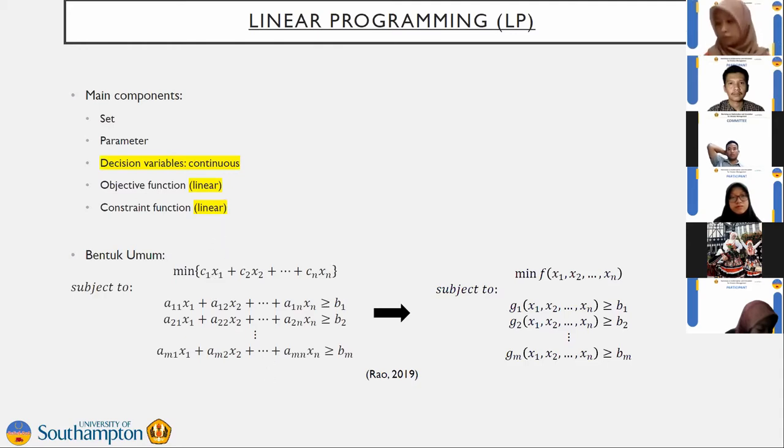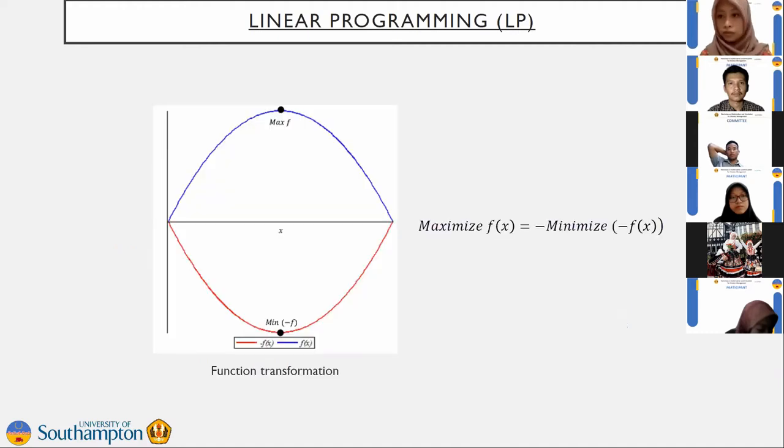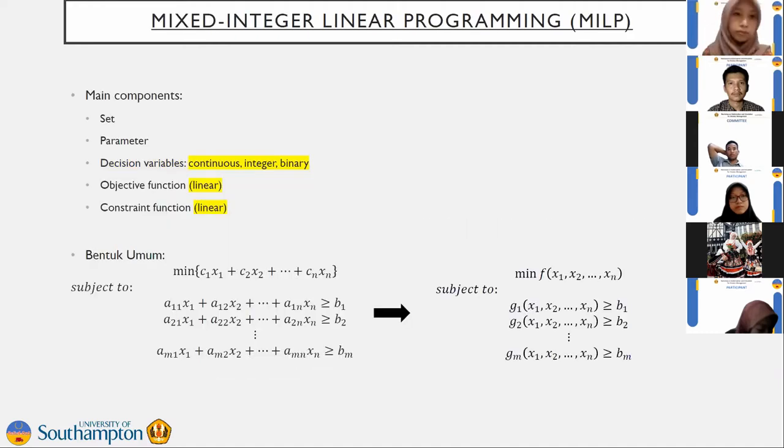For the functions, everything is linear. That's why it is called linear programming. The difference between linear programming and mixed integer linear programming, I believe from the name itself, you will be able to know the difference. So the difference lies in the decision variables.